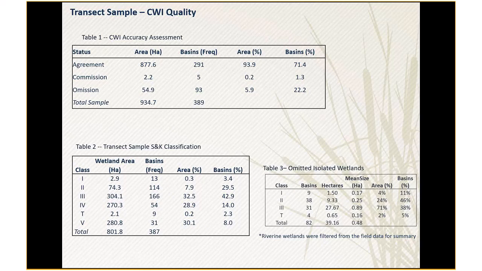So this is sort of a first step before we proceed any further. Looking at these numbers, we decided that it makes sense to move forward with the method and run with the CWI data as our wetland mask.